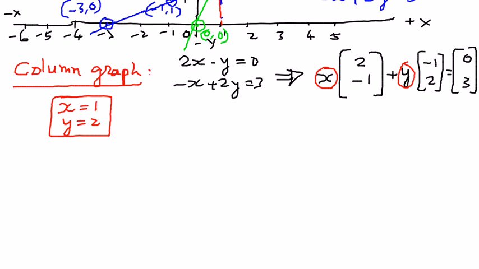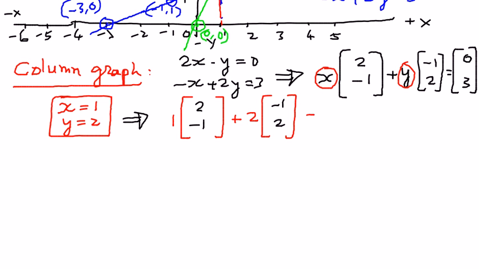So, using this information, if I were to plug it in here, I can write this as 1 times the matrix 2, negative 1, plus 2 times negative 1, 2, which should give us 0, 3. So that is what we're looking for.